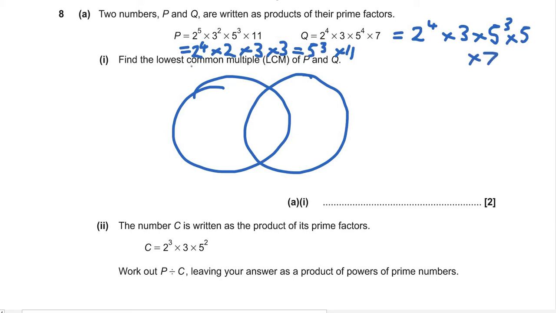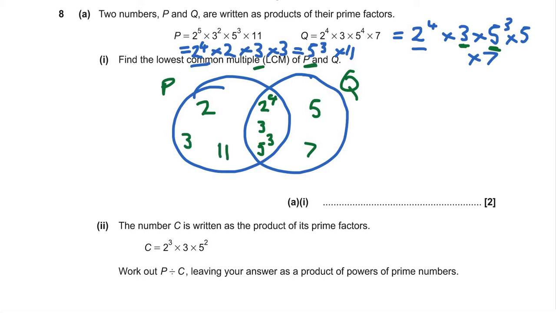So now what do they both have in common? Well, they have 2 to the 4, let me do this in a different colour, they have a 3, they have a 5 cubed, and that's it. So they will go in the middle: 2 to the 4, 3, and 5 cubed. Okay, and so this is Q, this is P. What's left with Q is just 5 and 7. What's left with P is 2, 3, and 11.